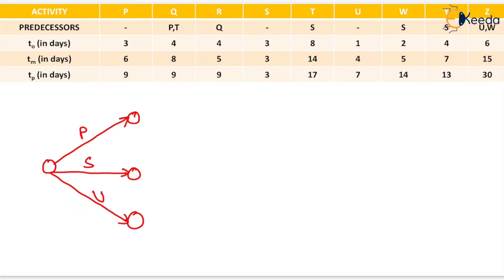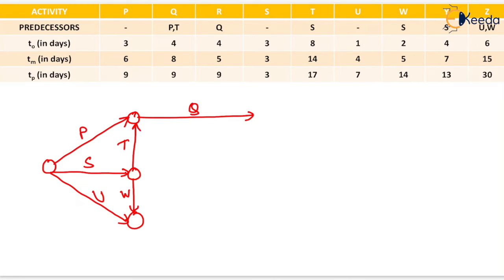Now Q has P and T as immediate predecessors, so we have to check the condition for T. The immediate predecessor of T is S, so we will mark the activity T like this. Now for W, the immediate predecessor is S, so we will mark W like this. Now Q has P and T as immediate predecessors, so at this event P and T will finish, and from this Q will start like this.